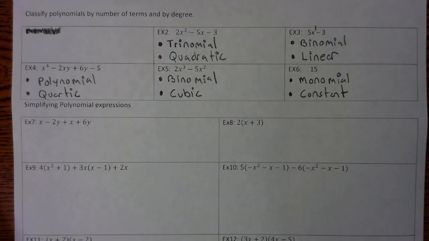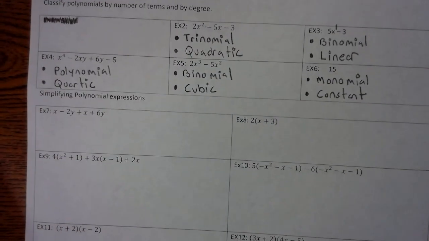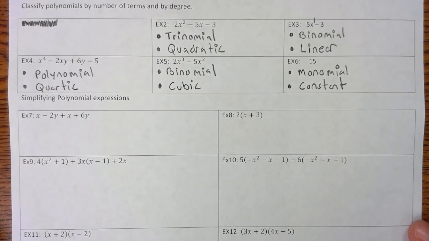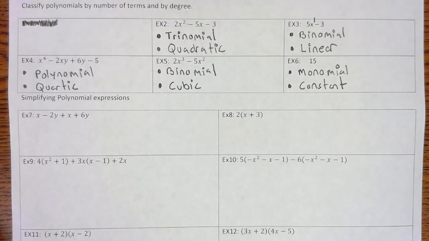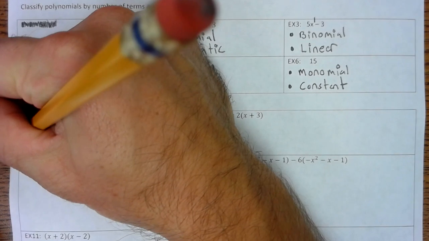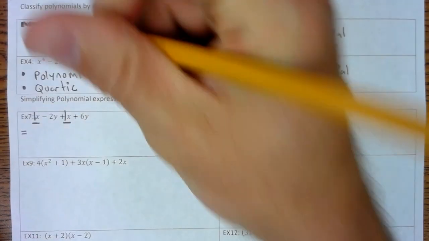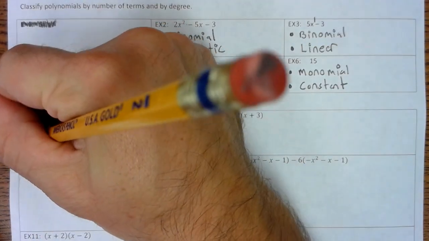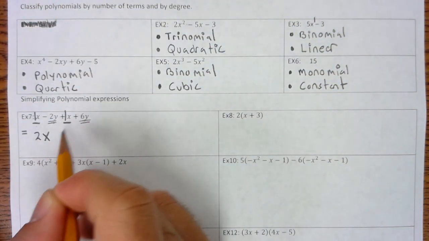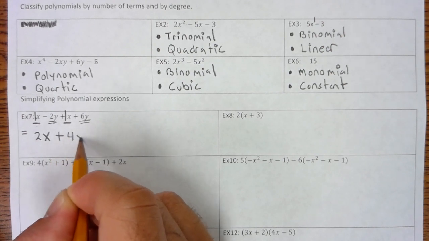All right, now let's take a look at example 7, simplifying polynomial expressions. So I'm going to go ahead and put a 1 in front of the x. Okay, step 1 is to distribute, remove parentheses, no parentheses. Step 2 is combine like terms. So let's do that. So 1x plus 1x is 2x. And then let's combine the y's. So negative 2y and 6y is a plus 4y.